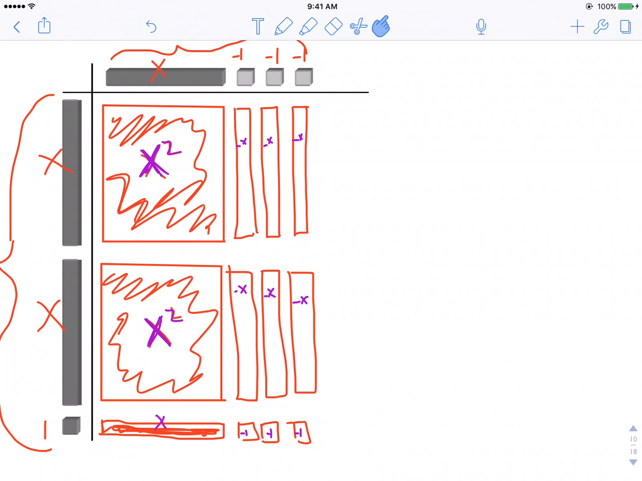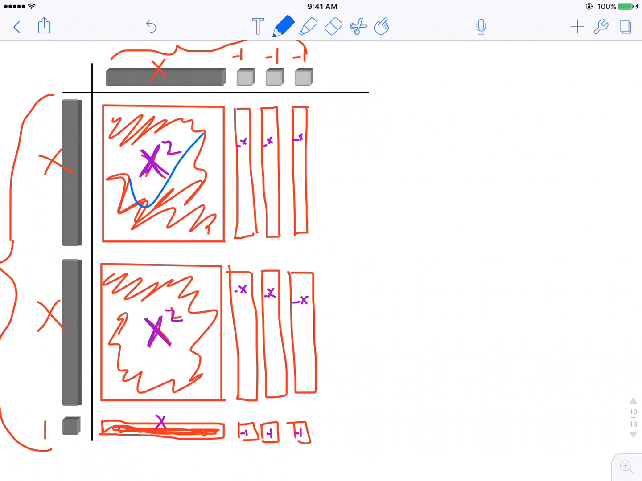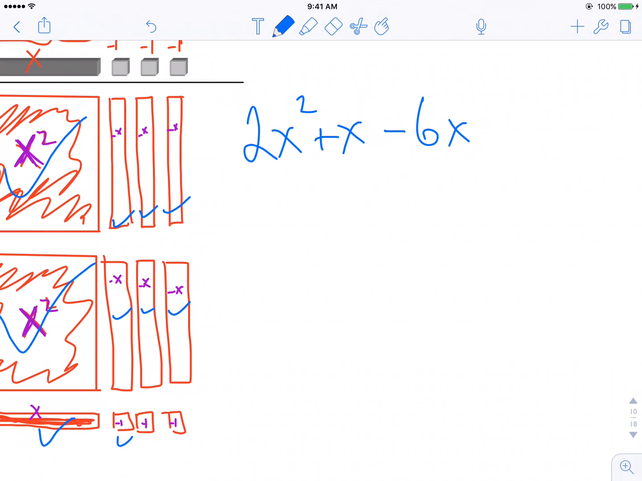And once we've got that multiplied out, we simply add up all the things we have. I'll change to a nice blue color here. This is an x squared, this is an x squared, so we have 2x squareds. We have one positive x. We have 6, 1, 2, 3, 4, 5, 6 negative x's. And 1, 2, 3, minus 3.